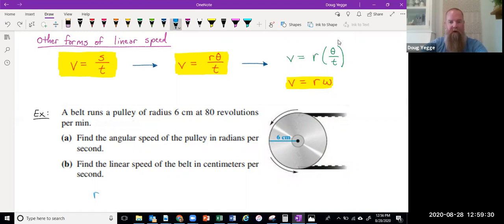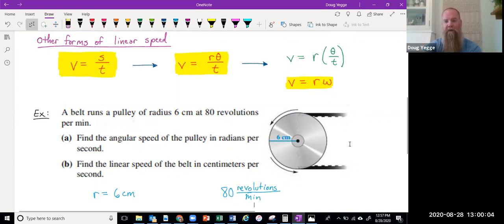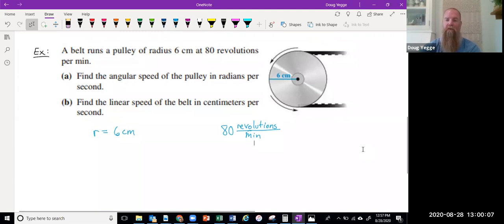We're given, first of all, that r is 6 centimeters. And we are given something about this 80 revolutions per minute. So that is some sort of speed, except for the fact that it's not angular speed and it's not linear speed, because linear speed would be in terms of a length over time, and angular speed would be in terms of a radian measurement over time. So the first thing that we're going to have to do is convert that revolutions per minute into angular speed. Let's think about how we can do that.